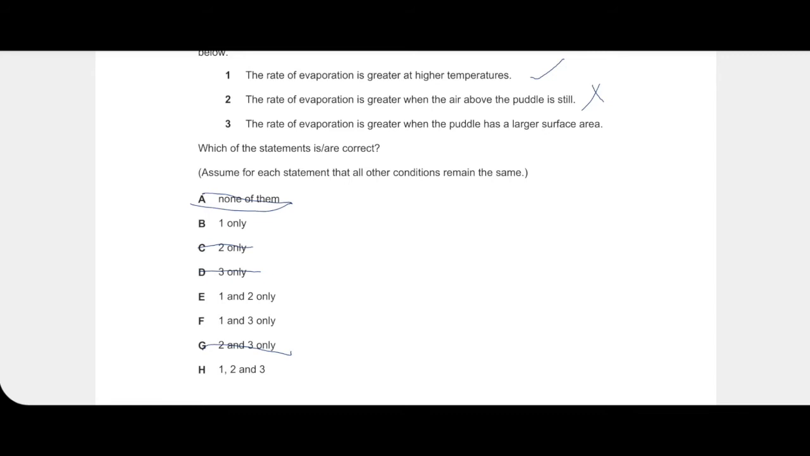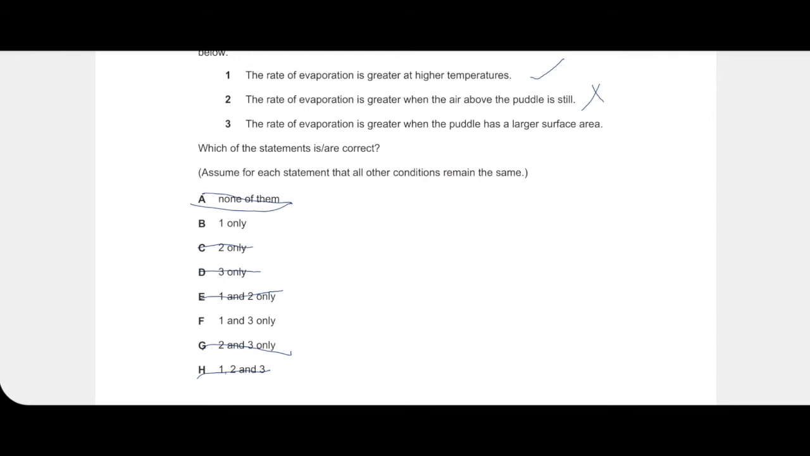Eliminating is great for these exams. Sometimes you don't have to work out the answer of the question. You could simply just work out part of the question or do some deductions and you've got your answer in the form of a multiple choice letter. So anything with two.